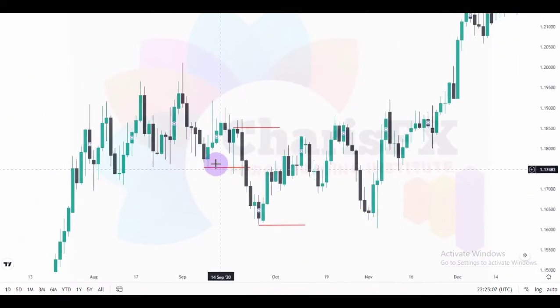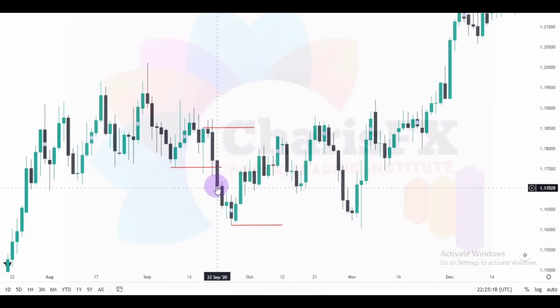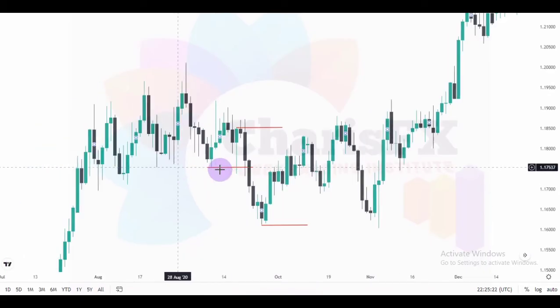Now, why did I use this as a structure? Because I used the wick to identify structure. The wick of this candle, the last candle that pushed price higher, was broken by the body of the candle. The body of the candle closed below that structure. That means we had a bearish structure. This entire trend has changed from being bullish to bearish in the meantime. Okay? So I'll be looking to sell this intraday or whatever.